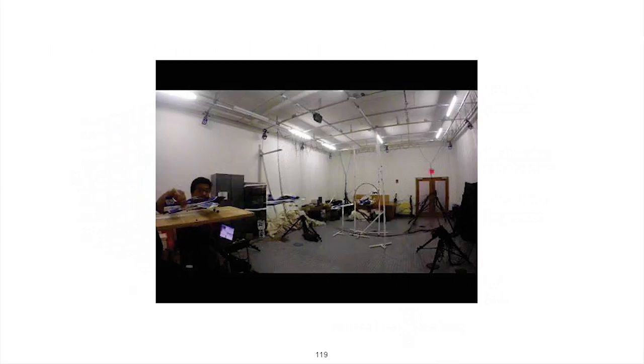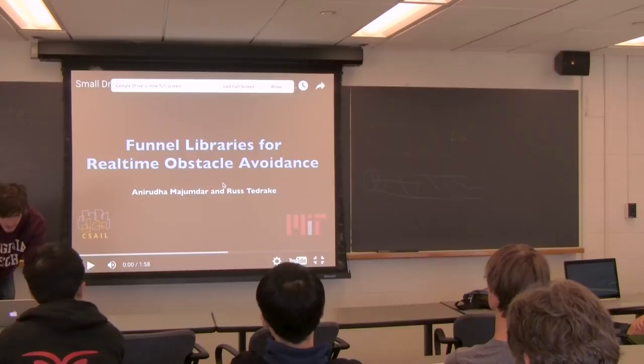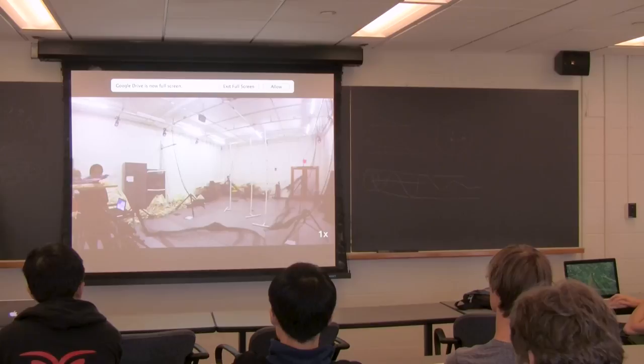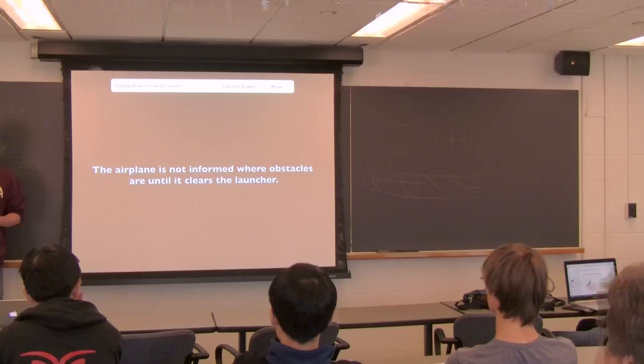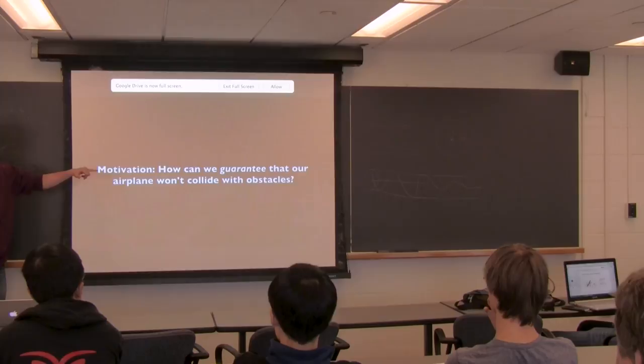Alright, so this is a video that Ani did. And this is using the funnel libraries for collision avoidance. This is showing for just one funnel. The glider dynamics were shown in one of the previous slides. They were pretty simplified glider dynamics. But, so you see right there that there's objects and glider plans a path around them.